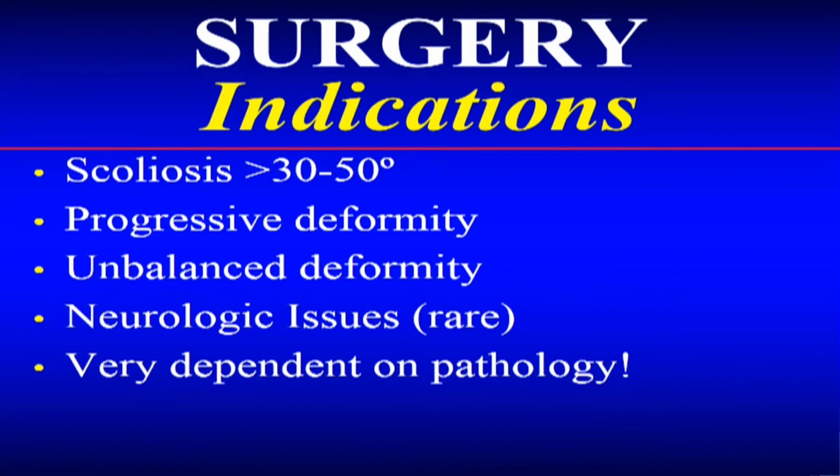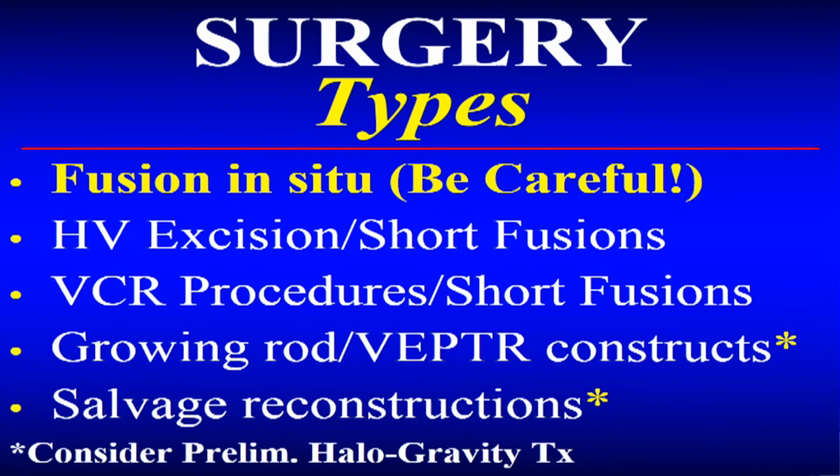Indications for surgery include scoliosis deformity greater than 30 to 50 degrees that's progressive or unbalanced. Rarely, there may be neurologic issues involved that warrant operative consideration. It's really very dependent on the pathology that we see. I'll go through the 5 basic groups and categories of surgeries that can be performed.